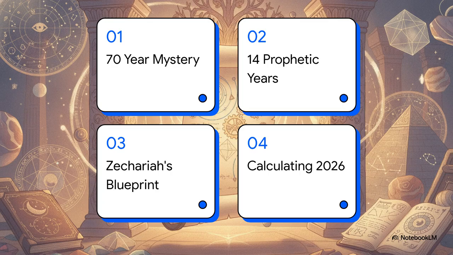Step 1, the 70-year mystery. Step 2, mapping 14 prophetic years. Step 3, Zechariah's biblical blueprint. And finally, Step 4, calculating the year 2026. Let's solve this giant equation piece by piece.